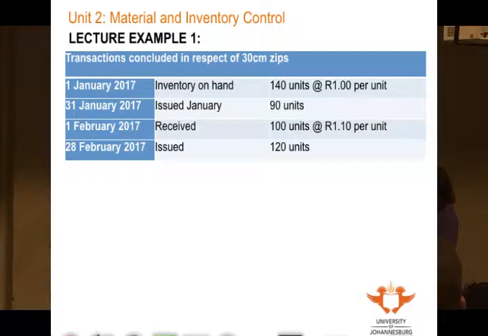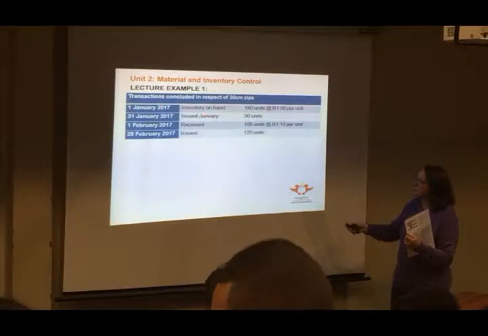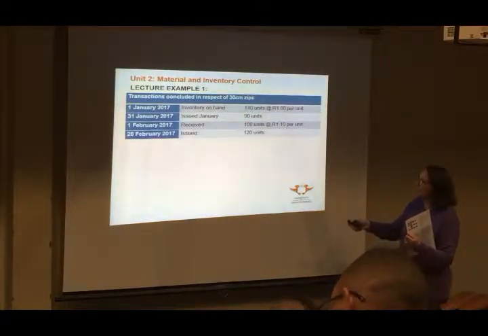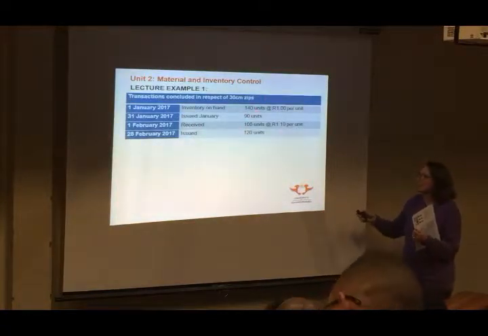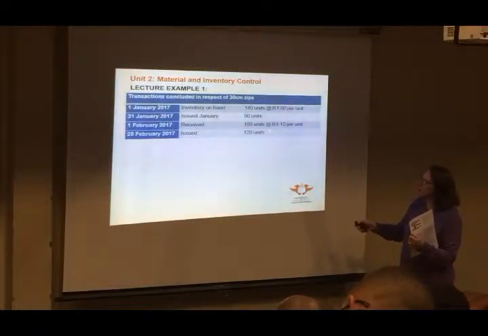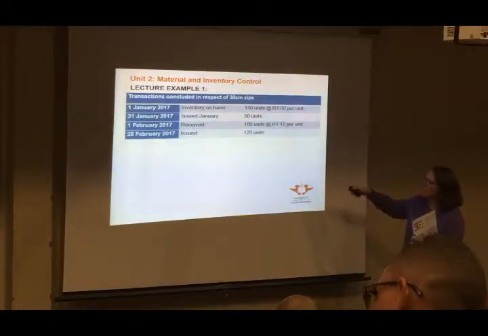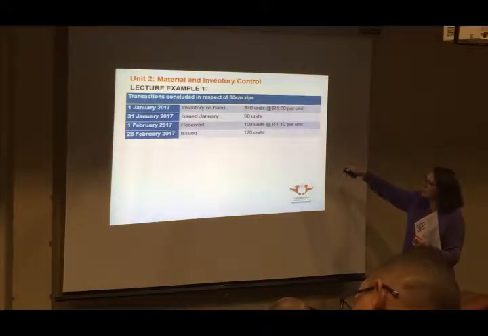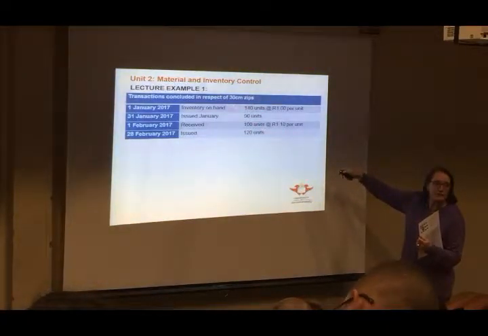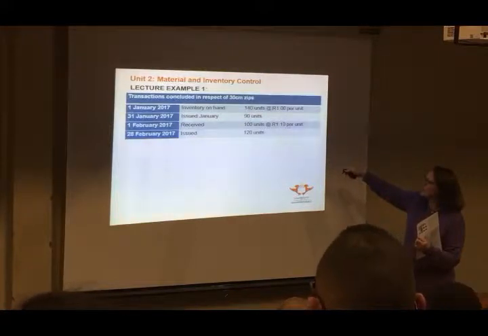So this is the picture so far. We started with 140 zips at R1 each. During January, we issued 90 zips to production. On the 1st of February, we received another 100 zips at R1.10. And then on the 28th of February, we issued another 120 zips to production. So of this 140 zips, at the end of January, can you see that we had 50 left? Because we started with 140, we issued 90 to production. So we have 50 left at this point.